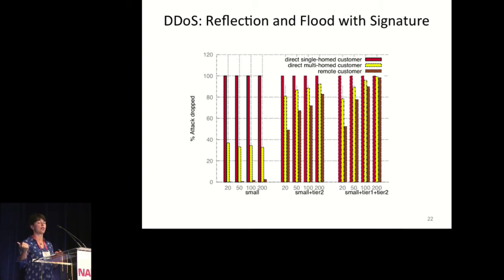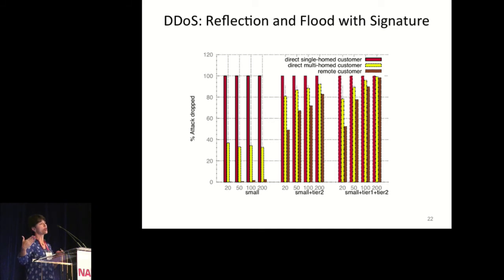In case of DDoS reflection and direct flood with signature, I'm showing you the benefits that under different deployments would be experienced by direct customers of the SENSS deploying ISP. These are the red and the yellow bars. The yellow bar is for multi-homed customers, and the red bar is for single-homed, and then the brown bar is for everyone else. So what if someone anywhere in the internet wants to use SENSS? And you can see that direct customers have huge benefits because they work directly with their ISP, they know what to filter, and the ISP just filters it.